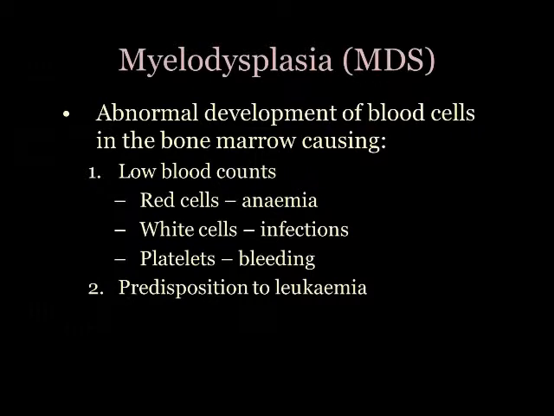It causes problems with low red cells causing anemia, low white cells causing infections, low platelets causing bleeding, and then in some people a predisposition to leukemia, although that varies a lot according to what type of myelodysplasia it is.